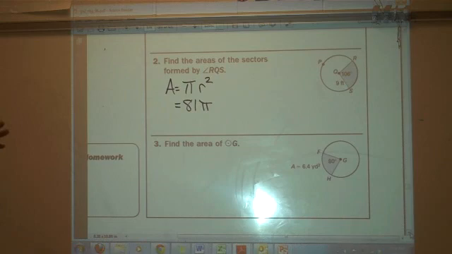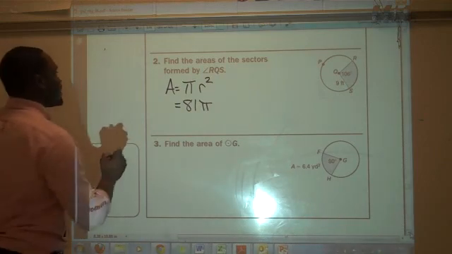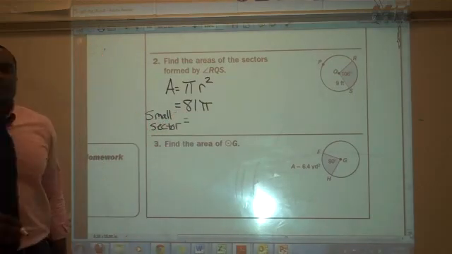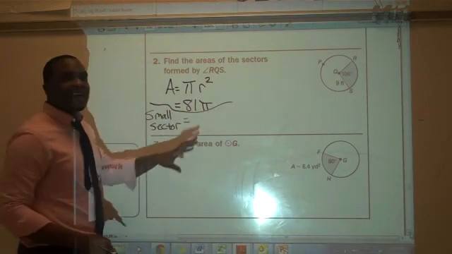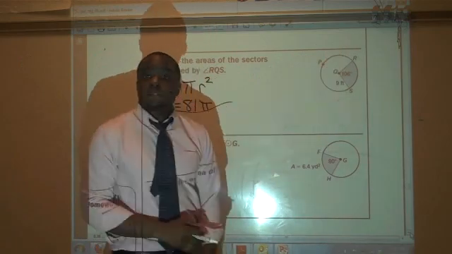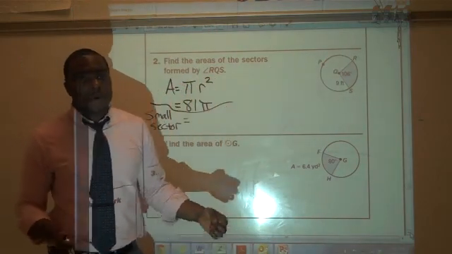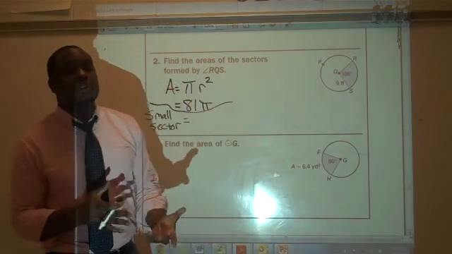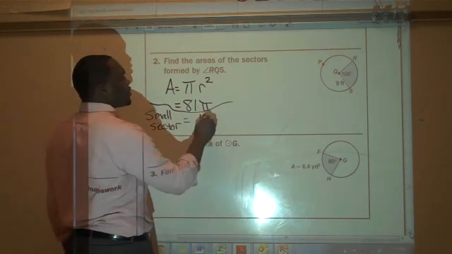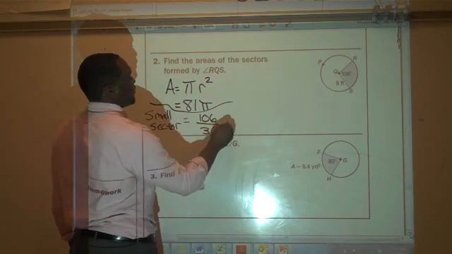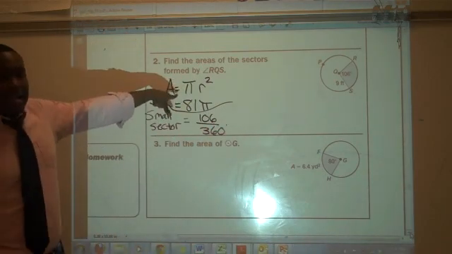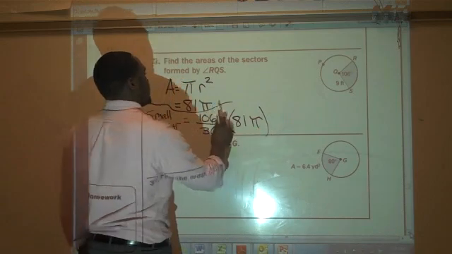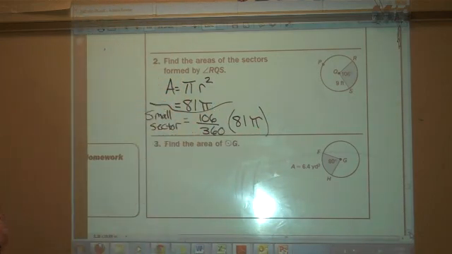But that's the entire area. I don't want to know the entire area. If I want to find the small sector, it's only a small fraction of that circle. But specifically, how big is the fraction? Well, I have 106 degrees here. And I know there are 360 degrees in my entire circle. So this is 106 out of 360. And I'm going to take this fraction and multiply it times the entire area. So I have 106 over 360 times 81 pi.